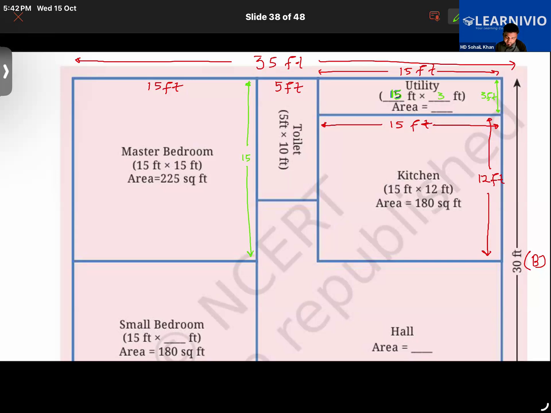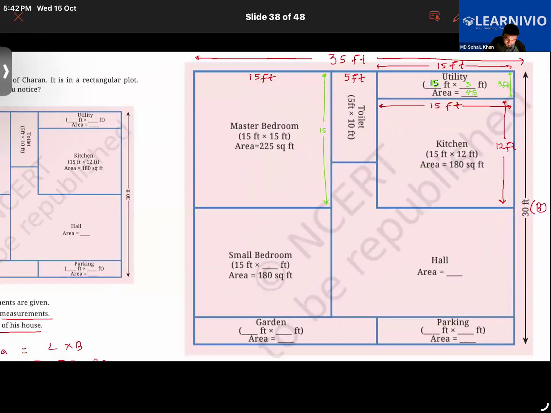So thereby the area will be 15 into 3. That is 15 multiplied by 3. Have you memorized the tables, Sai? 15 threes are 45. Yes, 15 multiplied by 3 is 45.